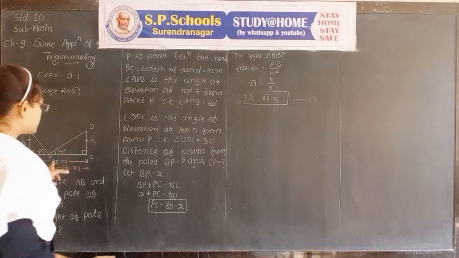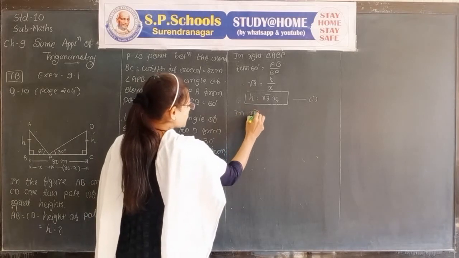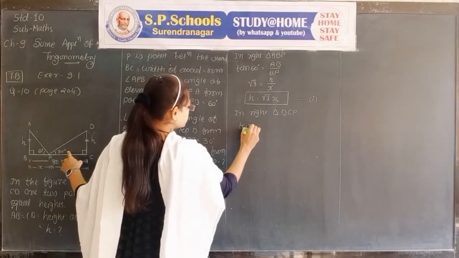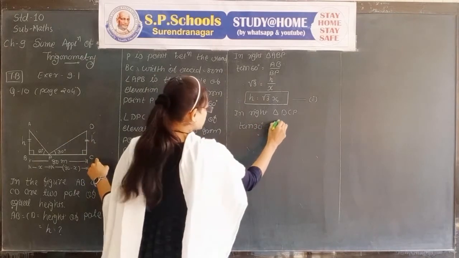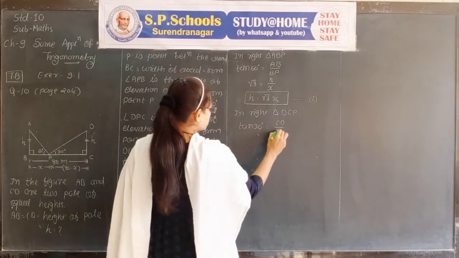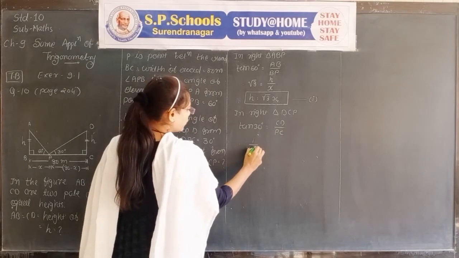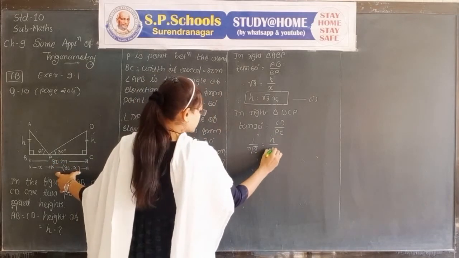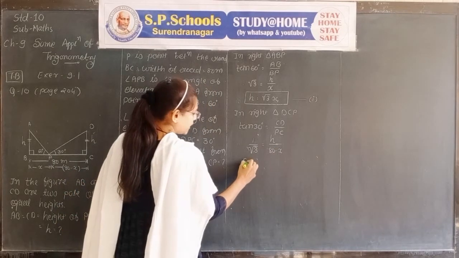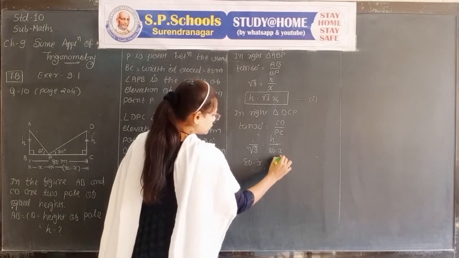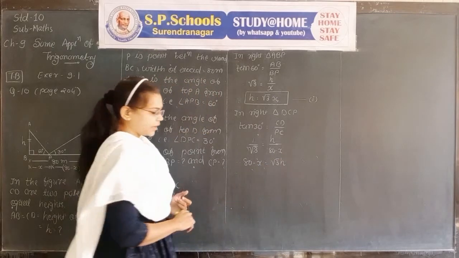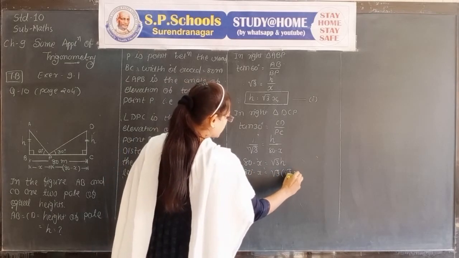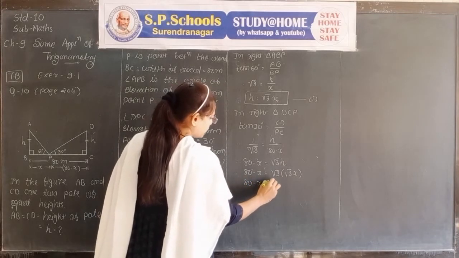Now use right triangle DCP. In right triangle DCP, tan 30 is equal to its opposite CD upon adjacent PC, where tan 30 is equal to 1 upon root 3, CD is equal to H and PC is equal to 80 minus X. Now cross multiply. 80 minus X is equal to root 3 H. Now substitute the value of H from 1. 80 minus X is equal to root 3, instead of H it is root 3 X. 80 minus X is equal to 3X.